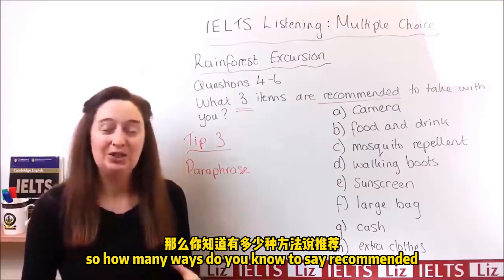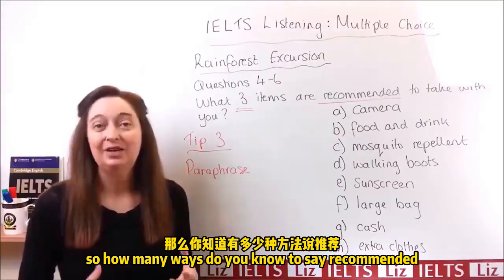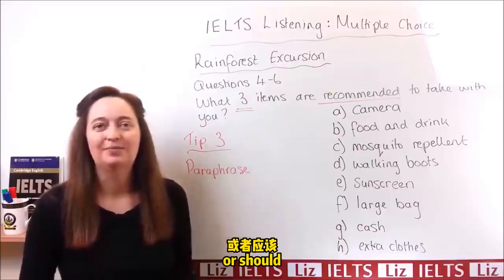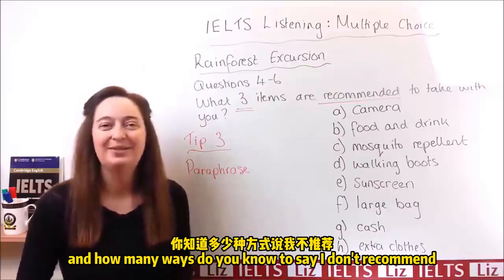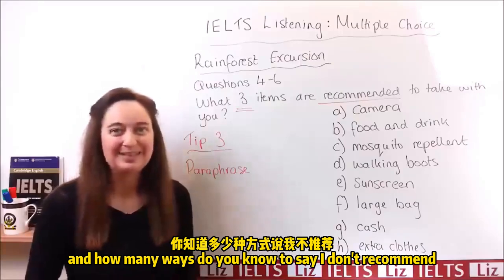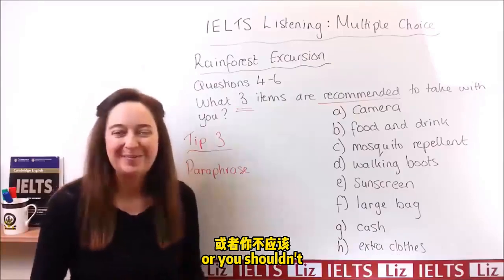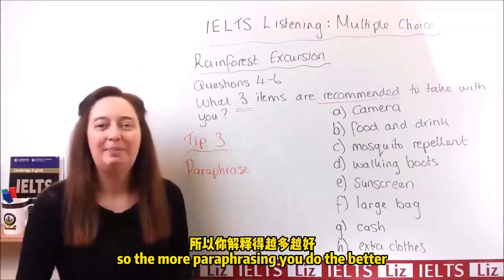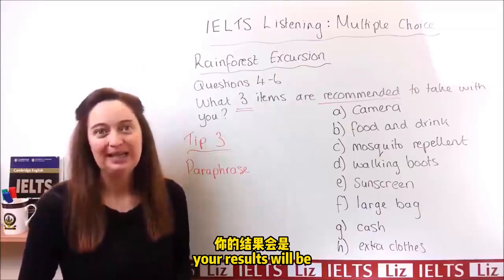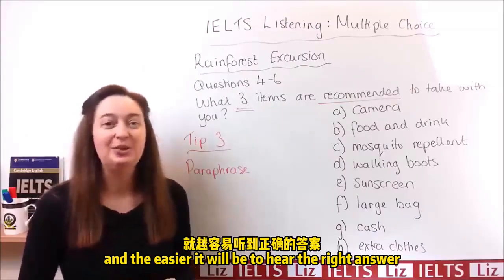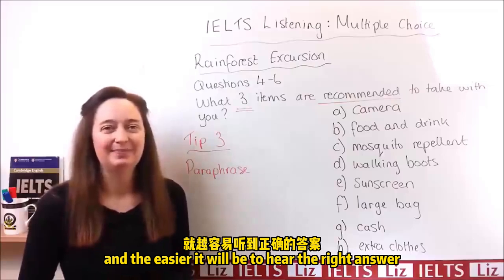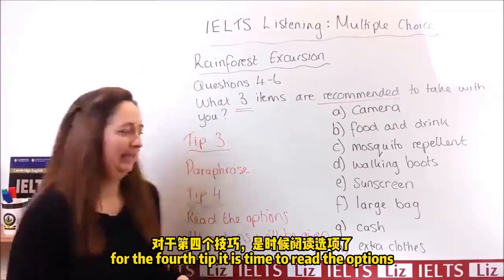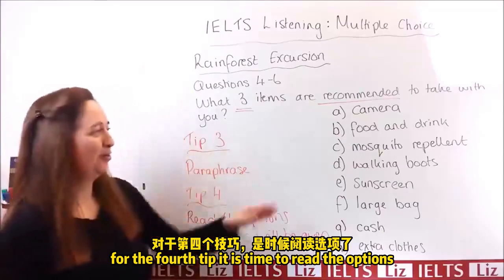IELTS want to test your vocabulary. So how many ways do you know to say recommended or should? And how many ways do you know to say I don't recommend or you shouldn't? So the more paraphrasing you do, the better your results will be and the easier it will be to hear the right answer.